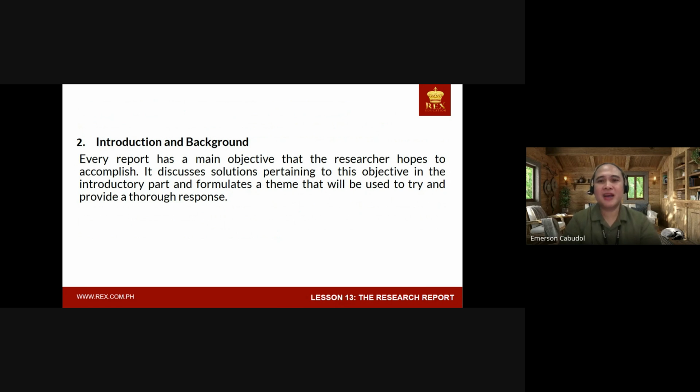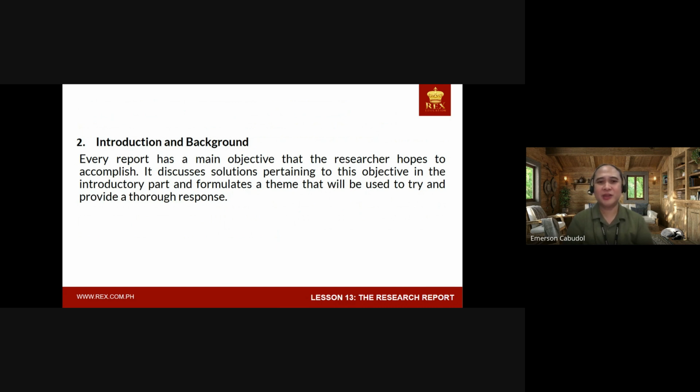The introduction and background section of our research report is important for setting the stage for the study. So it must include the following. Number one, the main objective. It clearly states the primary goal of the research. This involves articulating what the researcher aims to achieve through the study, providing a focused direction of the report.